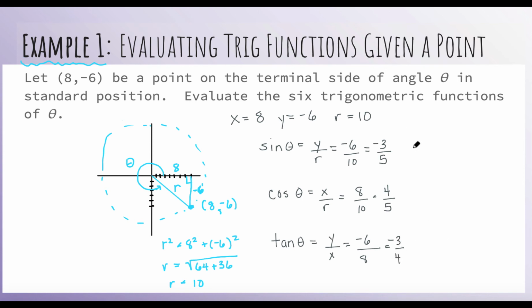Okay, now we're ready to find our cosecant of theta, which is really 1 over sine, or it's r over y, so it's 10 over negative 6, or 5 over negative 3. And then we're ready to find secant of theta. So again, it's 1 over cosine of theta. So this is going to be the reciprocal of the cosine, which is 5 over 4. And then lastly, cotangent of theta is 1 over tangent of theta. So it's going to be the reciprocal, so we end up with negative 4 over 3. So there's our 6 trig functions.